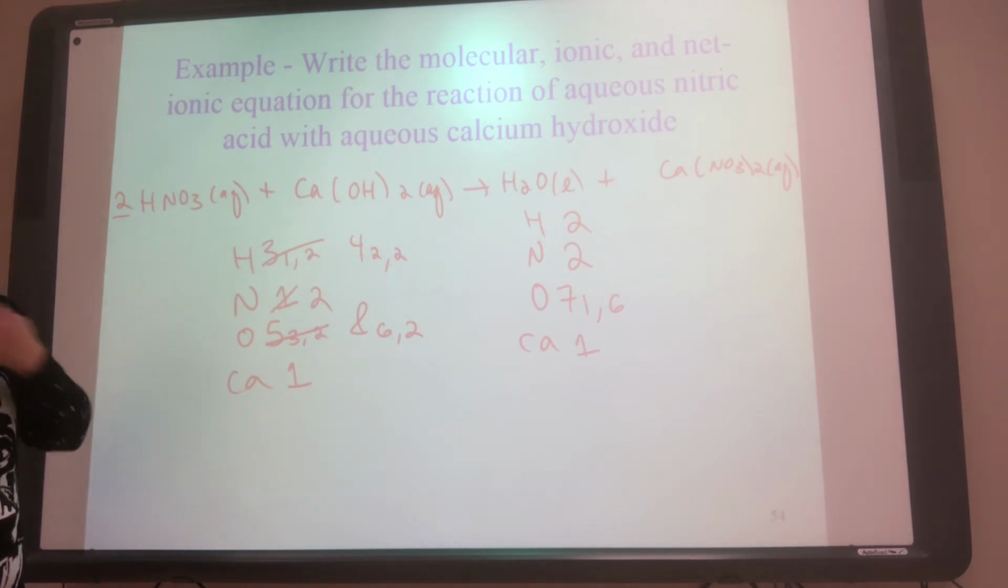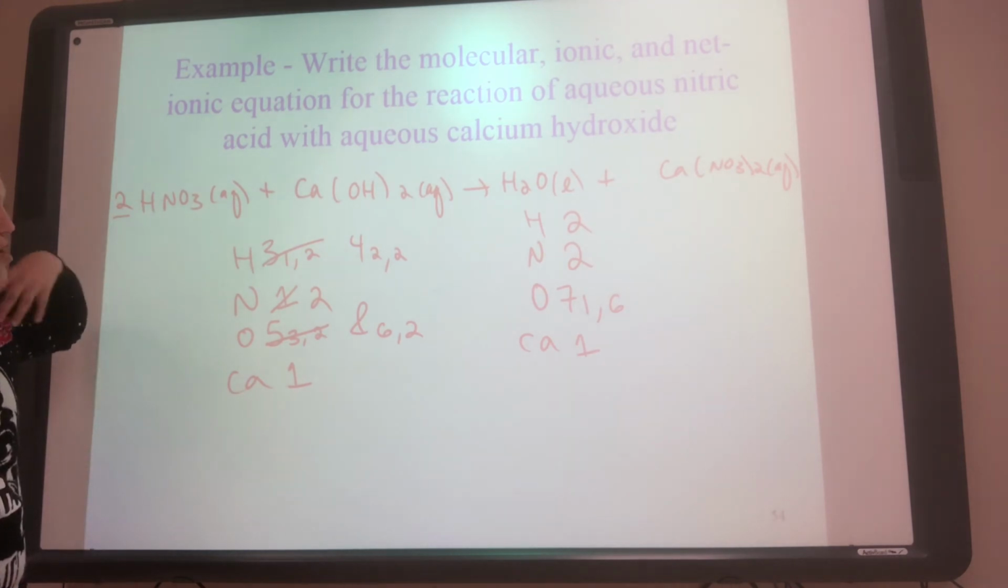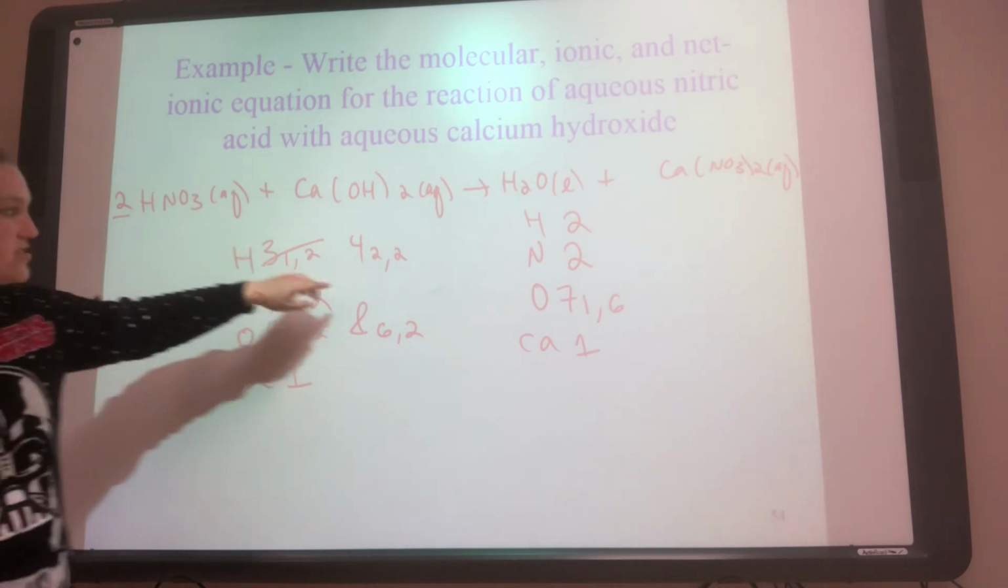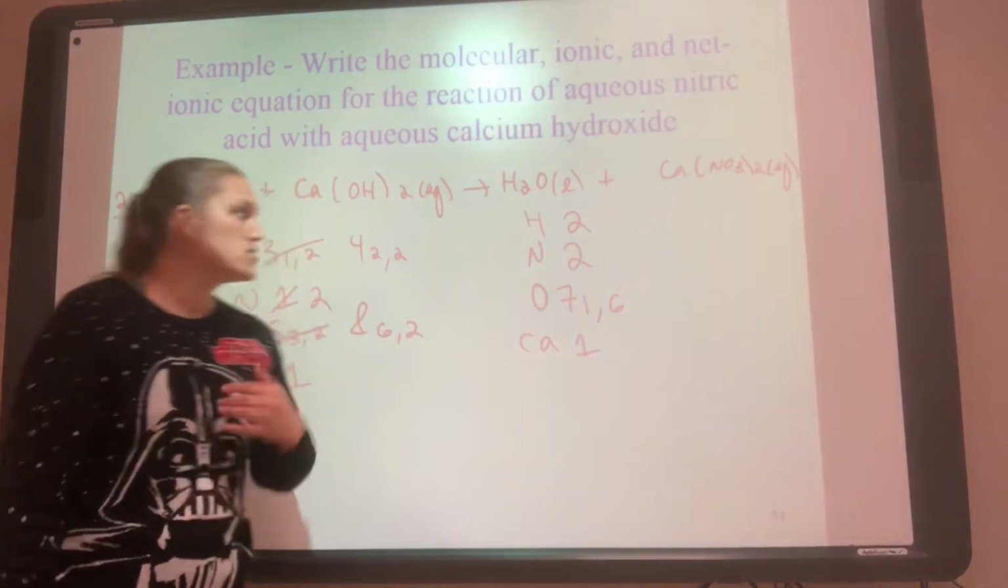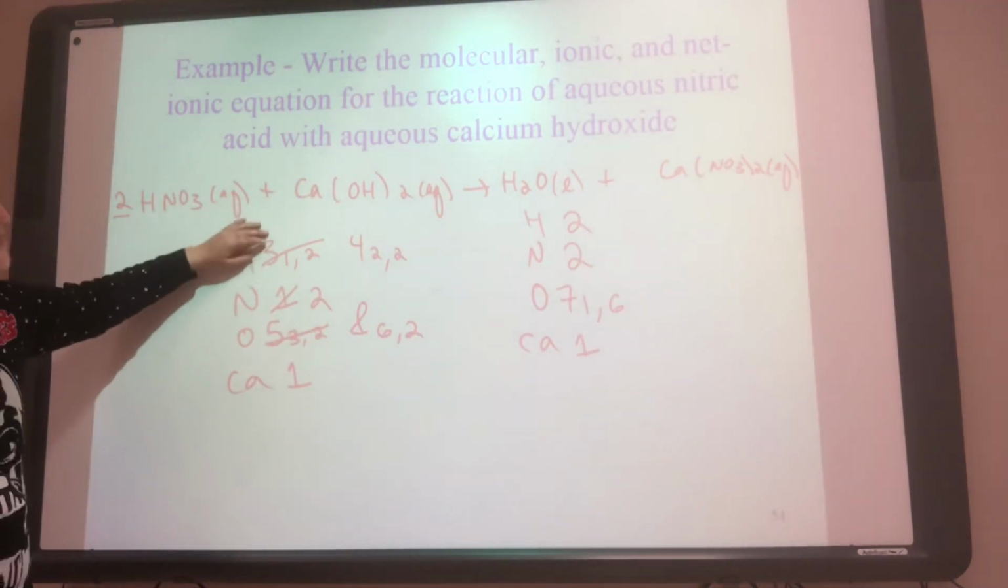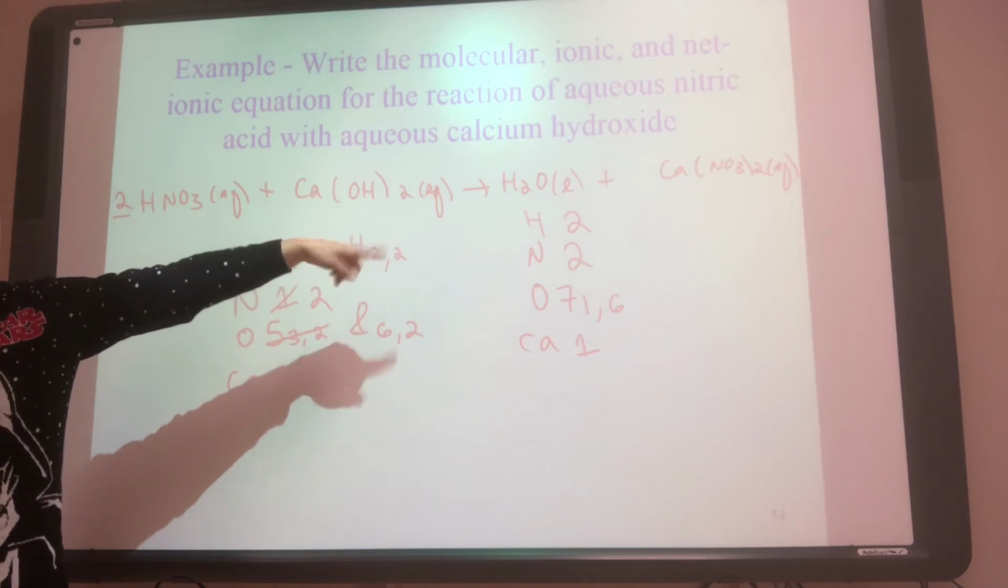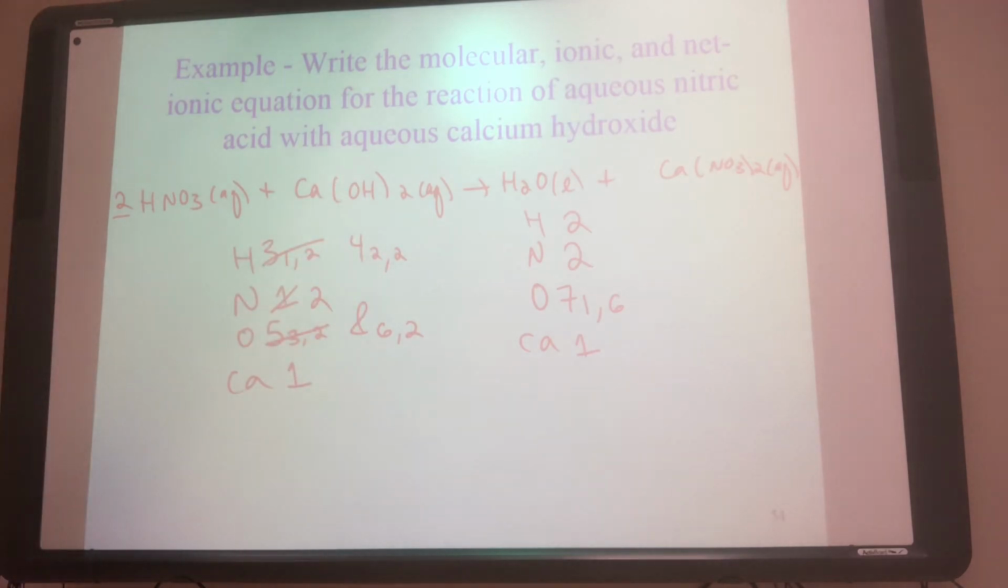So now I can do H's or O's. It doesn't really matter. So we can do the H's because this is in 1, 2, 3 places, where the O's are in 1, 2, 3, 4. So let's do the H's. I have 4 on this side, I have 2 on that side. So I gotta put a number on that side. What do I put in front of the water? I'm gonna put a 2. So that gives me 4. Now instead of 1 here, that gives me 2 and 8. So now I am balanced. So now I have my molecular equation.